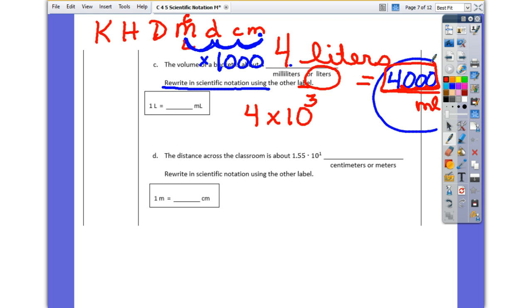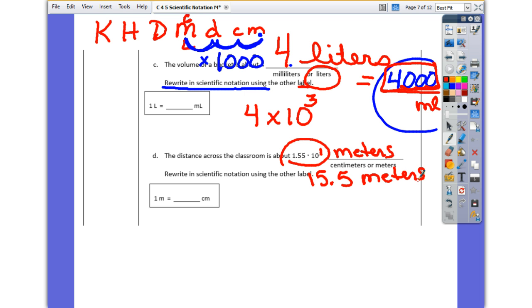All right, so let's try this one. The distance across the classroom is about 1.55 times 10 to the first power. Is that centimeters or meters measuring across our classroom? A meter stick or your pinky? Meters. Your meter stick. Okay, so this is meters. We need to convert. Now this is in scientific notation, isn't it? So we have to first convert that to standard form. What will this be in standard form? 15.5 meters. There we go. Now it's in standard form.